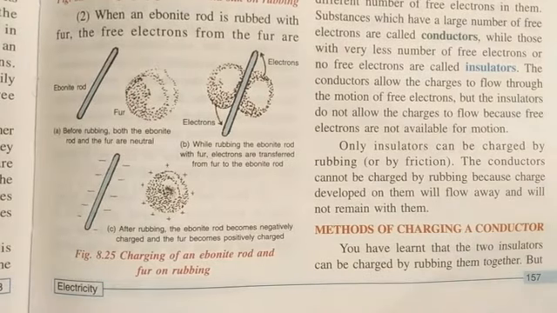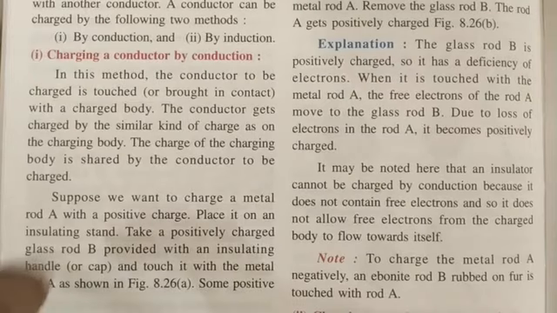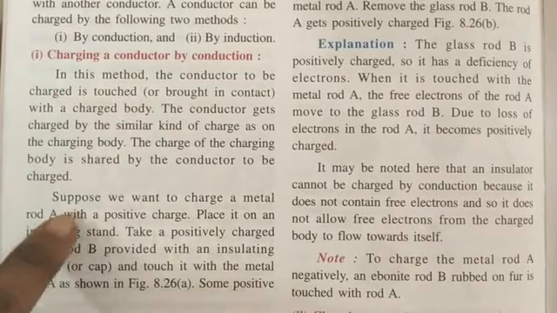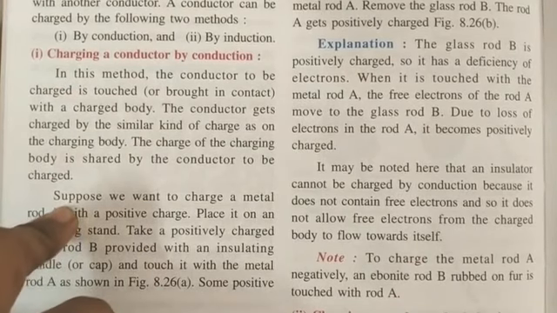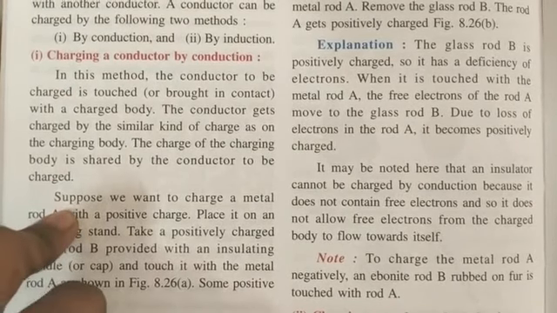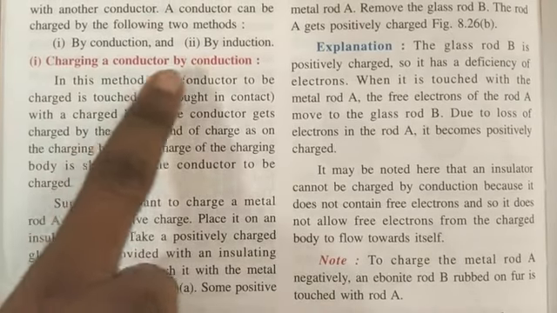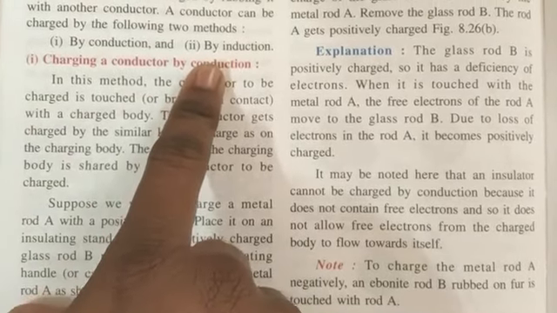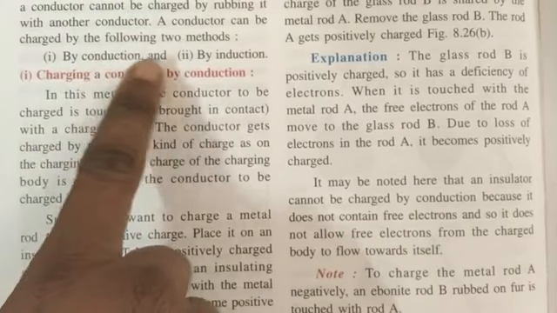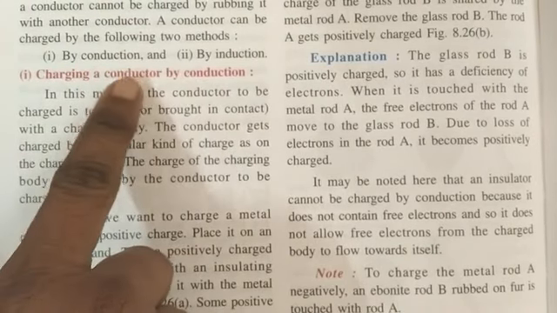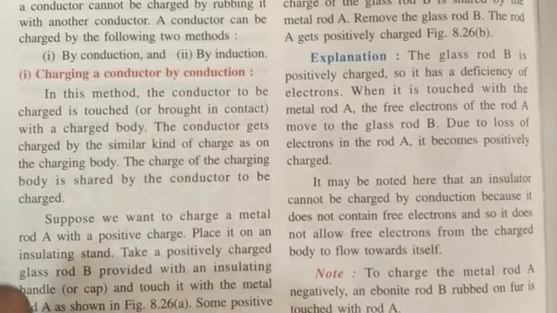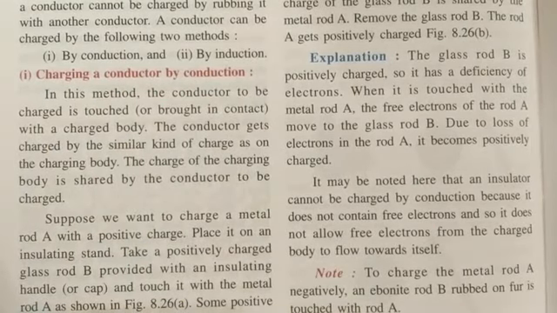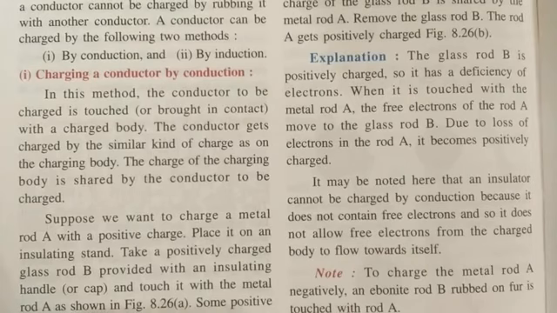Okay, so let's start with the methods. Students, now how can we charge a material with the help of different means? In order to charge a conductor, here it is written that a conductor can be charged by the following methods: by conduction and by induction. So let's start with the first method, that is the charging of a conductor by conduction.